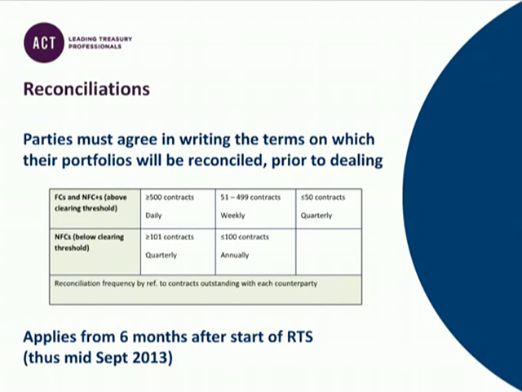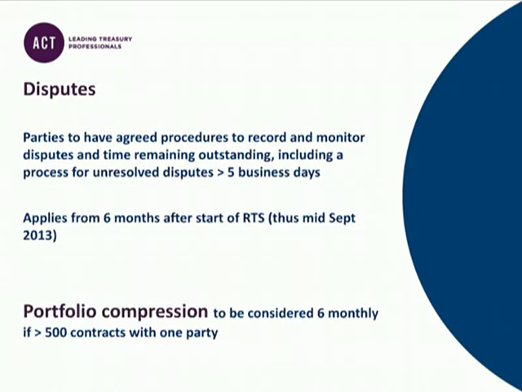Moving on to disputes. Again, parties have to have a procedure between themselves to record and monitor disputes and monitor the time outstanding, including a specific process for resolving or dealing with unresolved disputes. There's a further requirement, probably not so relevant to many of us, but in terms of portfolio compression. If you've got more than 500 contracts outstanding with any one party, then you have to consider this. It doesn't actually say you have to do it, but you have to have a look at it at least every 6 months.